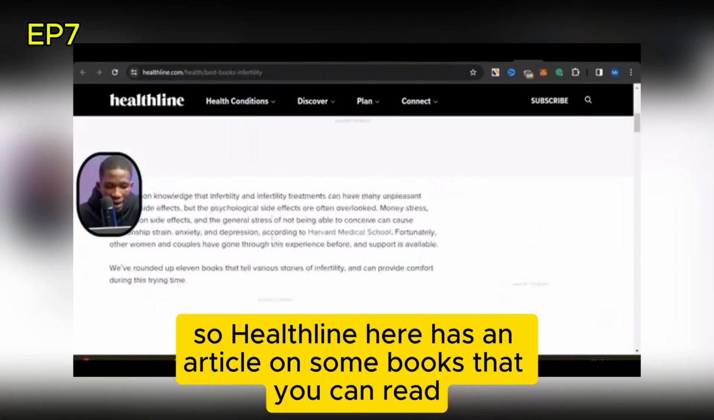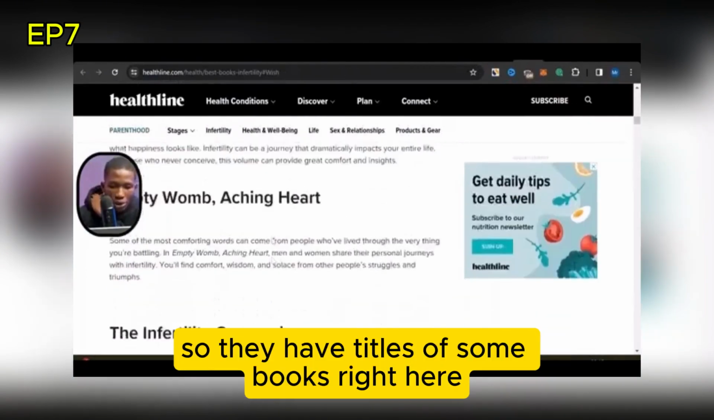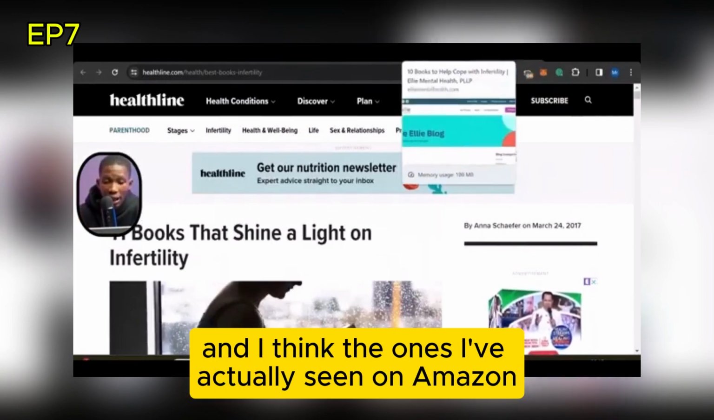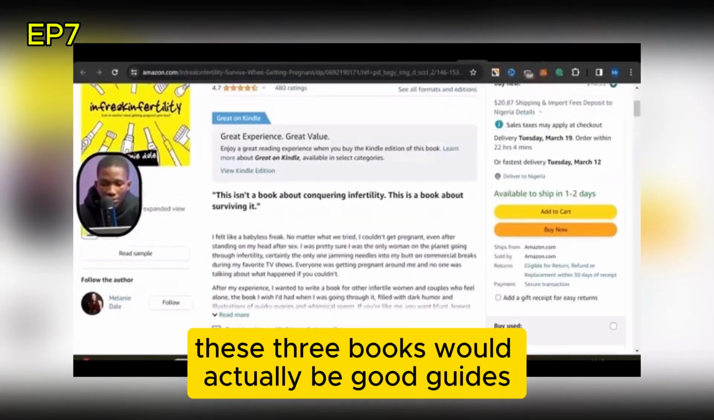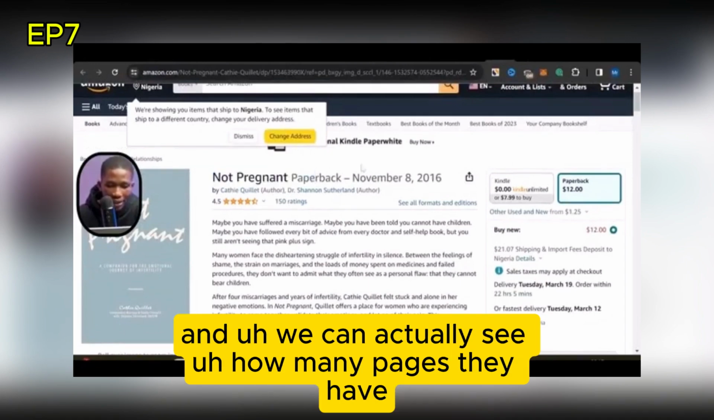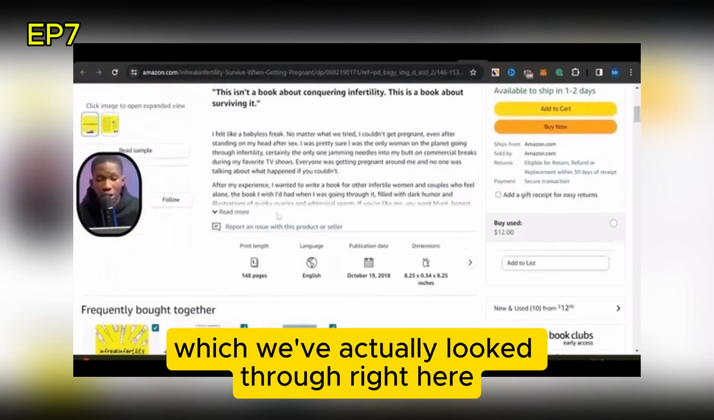So Healthline here has an article on some books that you can read. So they have titles of some books right here, and I think the ones I've actually seen on Amazon, these 3 books would actually be good guiders. So we just see kind of what people are naming their books right here, and we can actually see how many pages they have, which we've actually looked through right here.